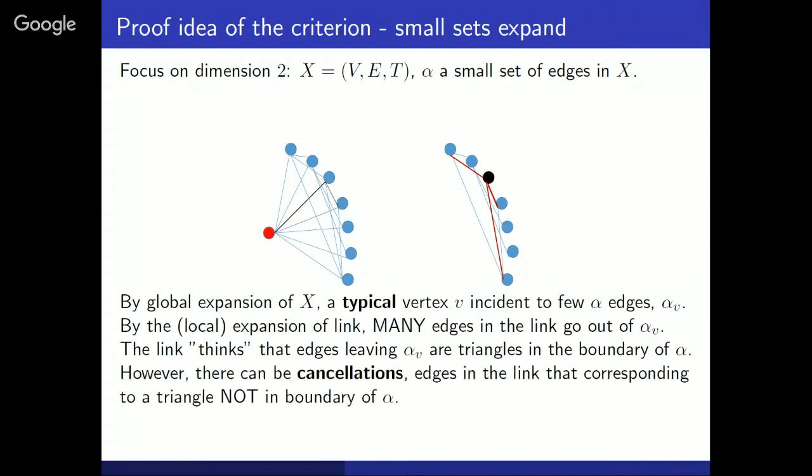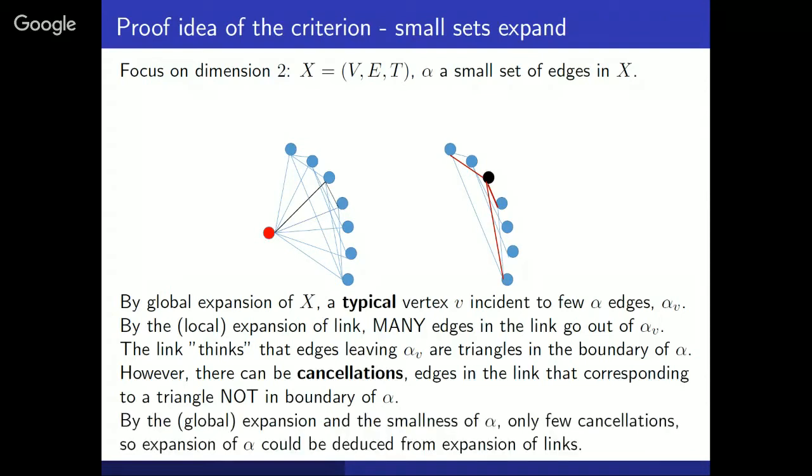However, this is not true, because one triangle whose edge we marked is actually not in the boundary, it's touched twice by alpha. So there are cancellations, things that do not happen correctly, and the link doesn't see them. However, the global expansion of the whole object will tell us that these cancellations do not happen a lot. So somehow, if the link sees that many things are in the boundary, this is indeed what is going to happen. Only a few cancellations will happen. So the global expansion could be deduced from the expansion that the links see.